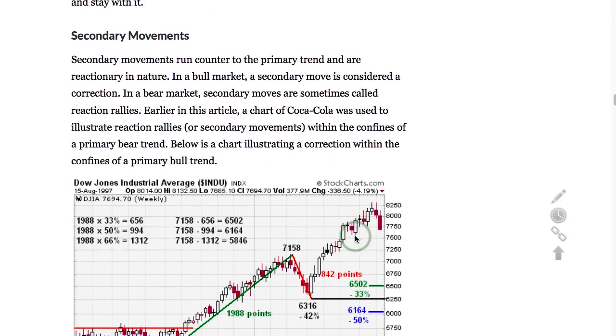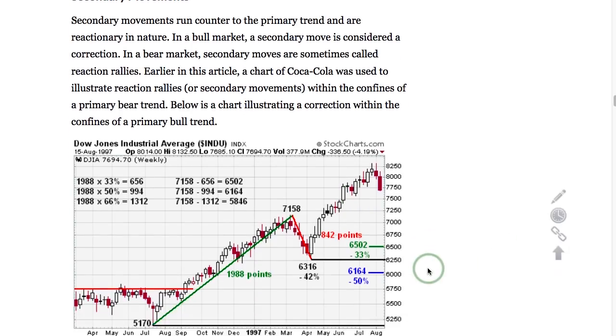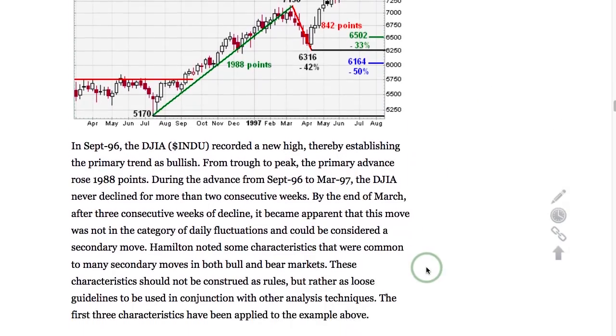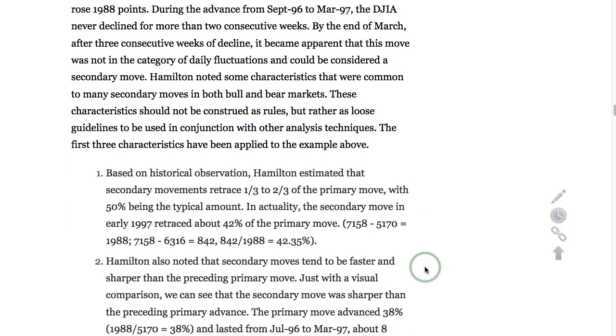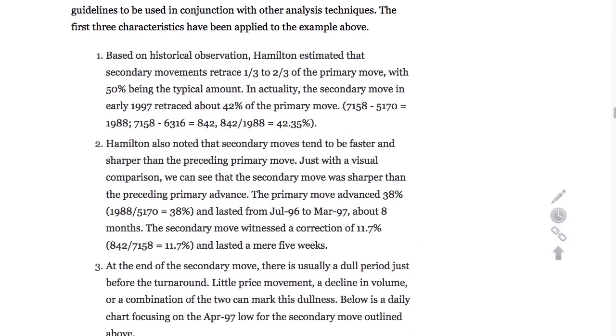Now, secondary movements are different. They run counter to the primary trend. So the primary trend is down, and Charles Dow estimated that secondary moves will retrace 1/3 to 2/3 of the primary move. So those we have a chance of estimating. If we have a big move down, then we would expect a counter trend bounce to be 1/3 to 2/3.